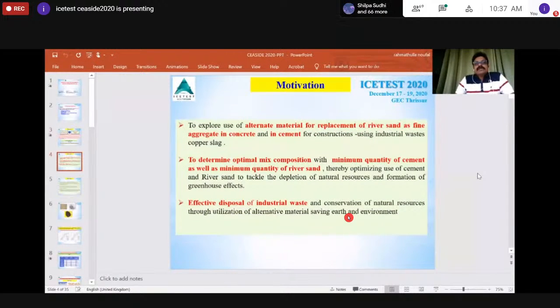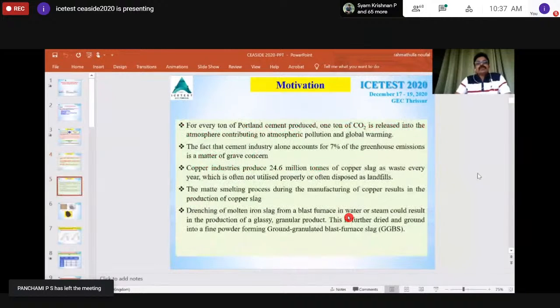So here the experiments are done by replacing the fine aggregate with copper slag and also cement with GGBS. And an optimal mix is calculated with mix designs of M25 and M30, in which we are getting the maximum value for compressive strength, maximum value for split tensile strength, and also maximum value for flexural strength. That is the experimental part that I had done. Okay. So this is a quantity.